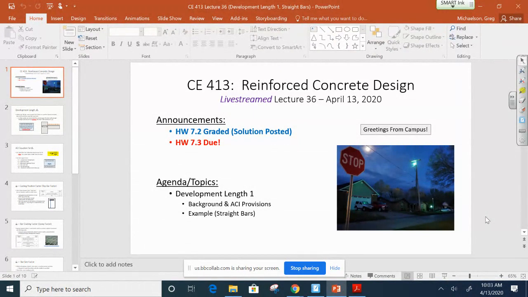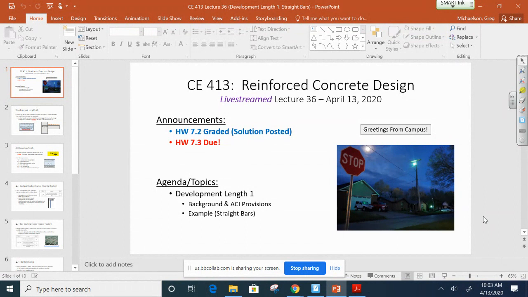We have two more topics left for the rest of the semester, and one of those is the concept of development length. Development length is a little unique from a topic perspective because we're not really talking about loads or deflections or analysis. There's no moments, no shears, nothing like that. Development length is nothing more than a distance measurement. So it's pretty straightforward in that there's no analysis.